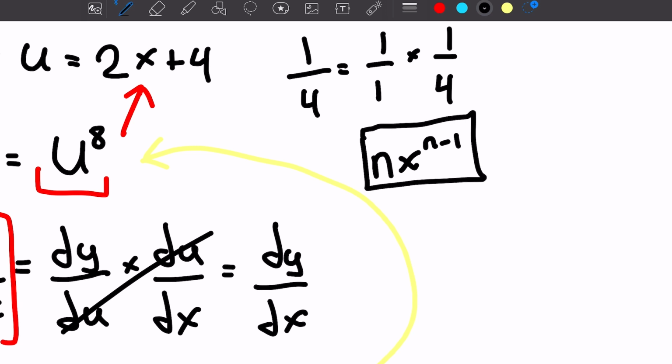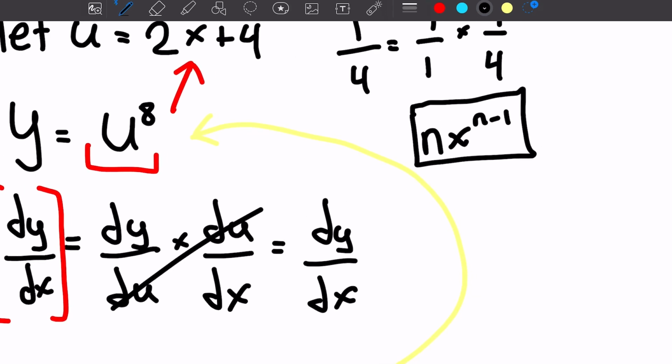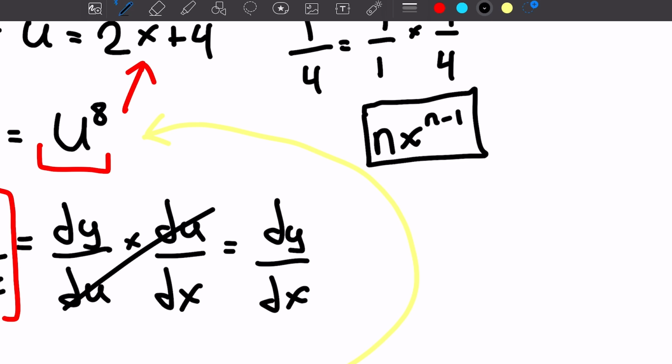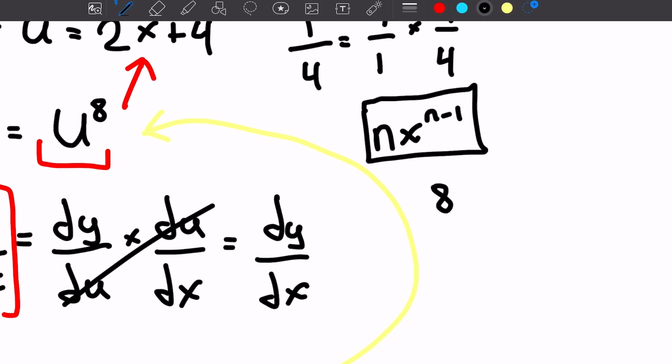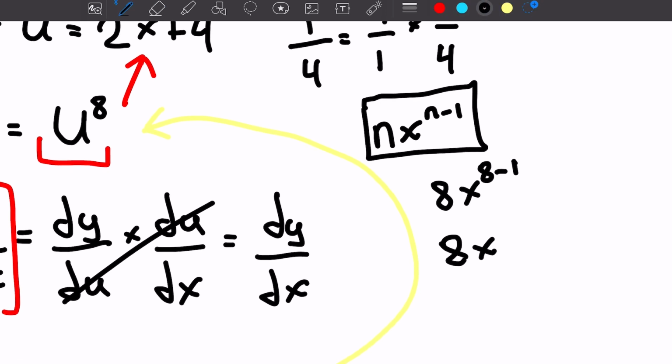So yeah, u to the power of 8. n times x to the n minus 1 is the general formula for finding the derivative of things to the power of another number. So we'd have 8 brought down in front of the u, so it's 8 times x, or in this case u, to the n minus 1, which is 7, right? So yeah, n minus 1, which is 7.